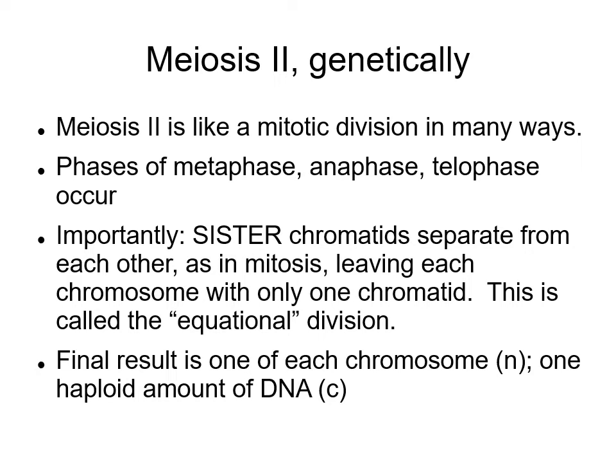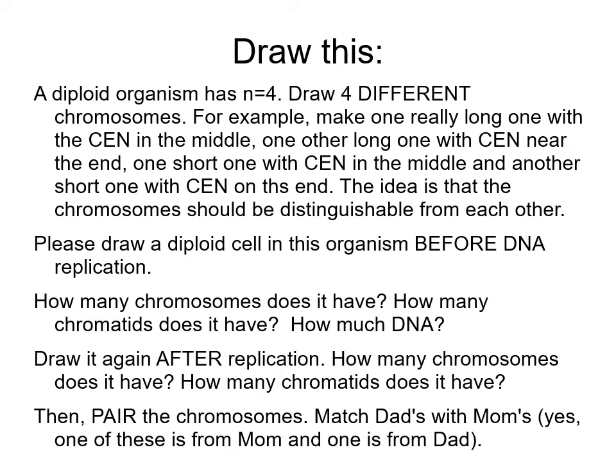It's important to go through this thoroughly and make sure you understand the N's and the C's at each of these steps. This is a good exercise. Draw it. Pretend you have a diploid organism with N chromosomes, and then draw what happens in the diploid cell before replication, after replication, and during the meiotic divisions. There's no way to really understand this until you actually draw it out for yourself, so please do that.